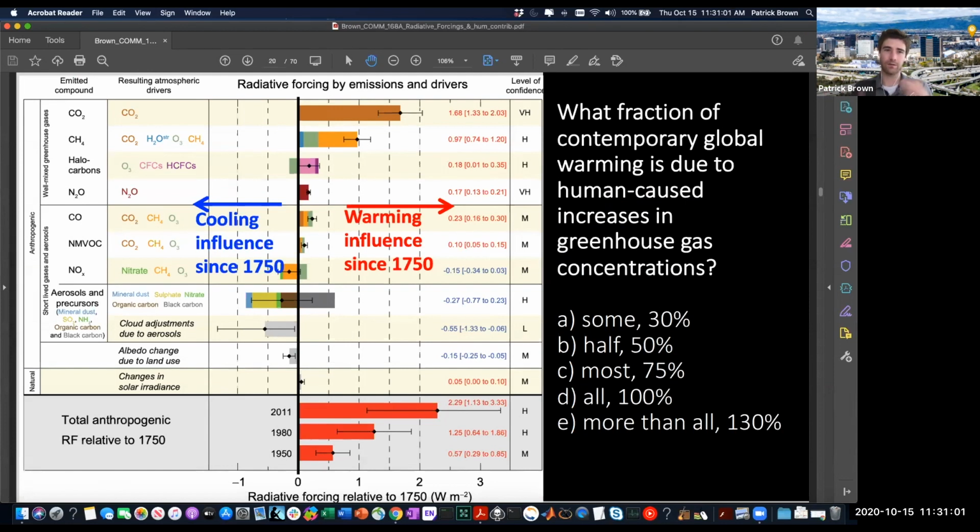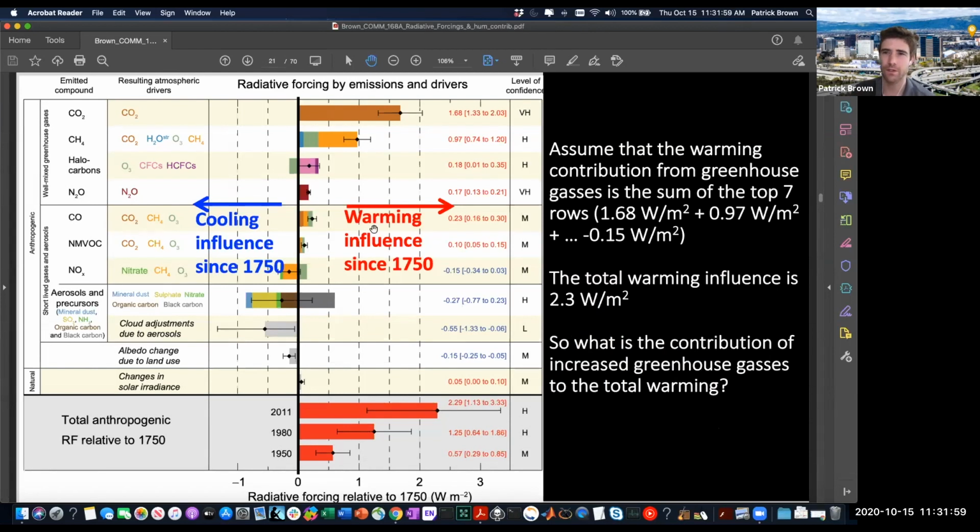So is it like what Donald Trump said, to some extent? Is it some, like 30%? Is it half, 50%? Is it most, 75%? Is it all, 100%? Or is it more than all, 130%? So these first 7 rows, the top 7 rows, are essentially our greenhouse gases.